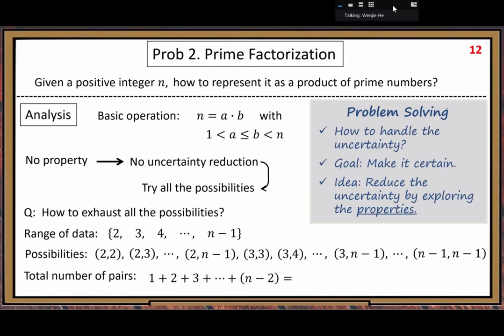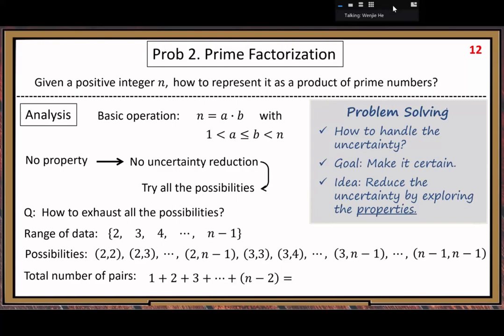A minus 2. So we need to take summation, 1 plus 2. The last term is A minus 2, because this round, A minus 2. When n equals n minus 1, only one pair. Then n equals n minus 2, two pairs, and so on. N equals 2, n minus 2 pairs.